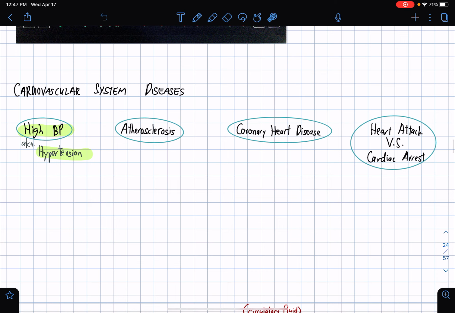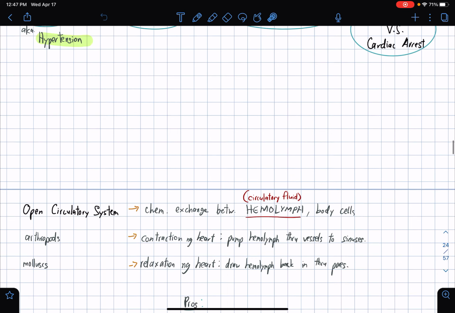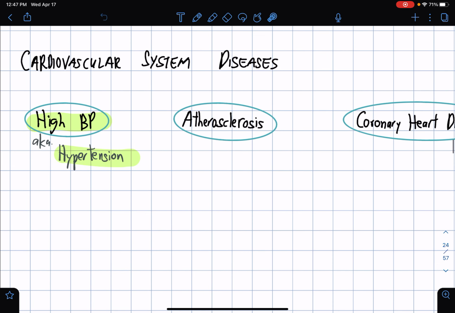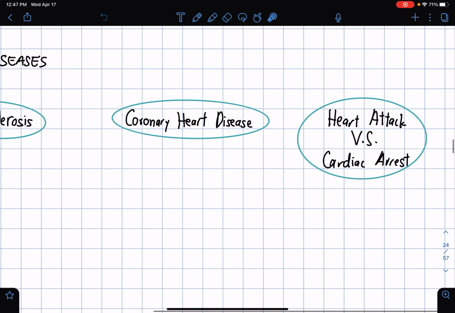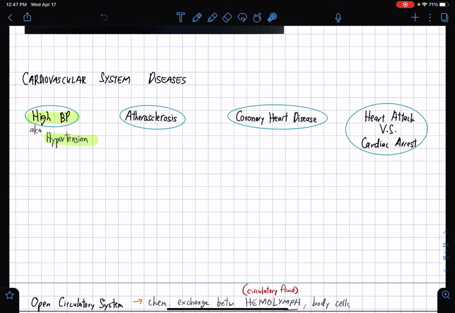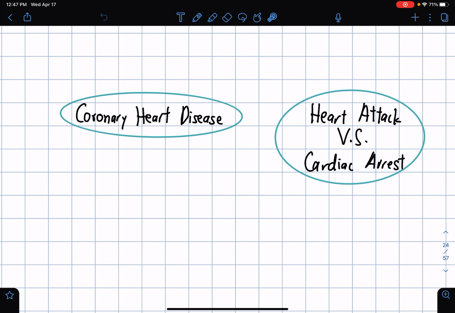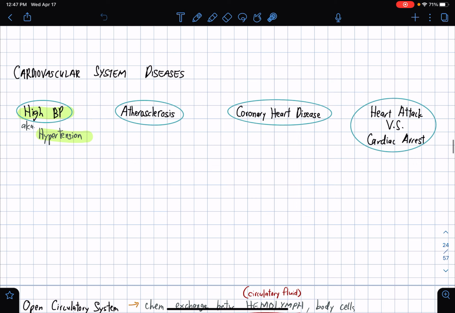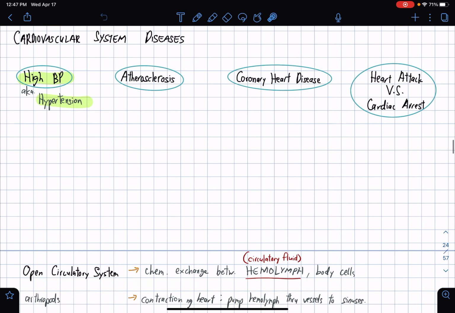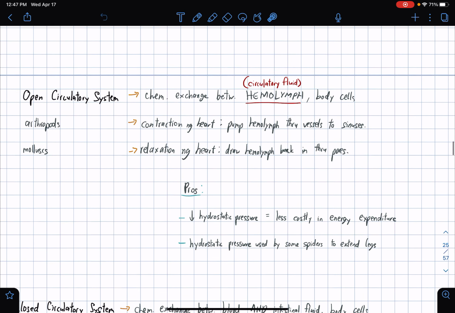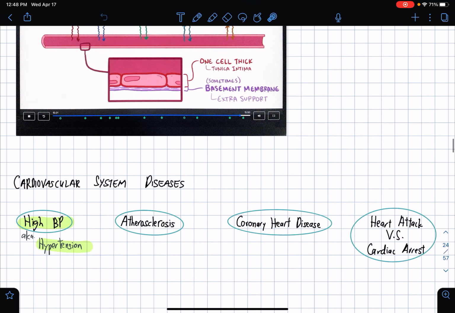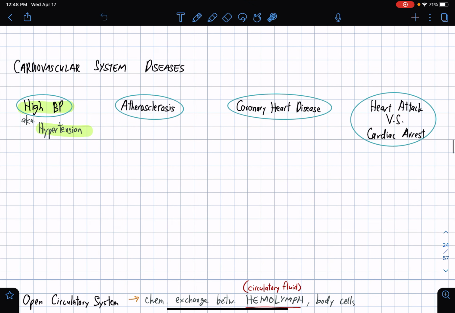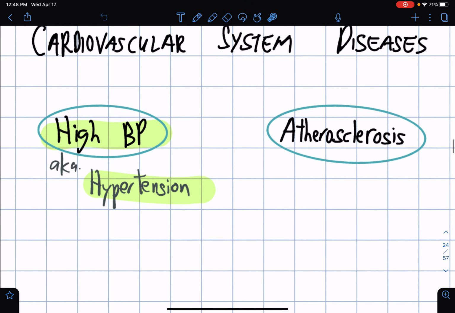Okay, cardiovascular system diseases. We have four in this reviewer. So we have hypertension, in other words, high blood pressure. We have atherosclerosis, coronary heart disease, heart attack, and cardiac arrest. Actually, five. But we're trying to see the difference between heart attack and cardiac arrest, since they're most likely confused in terms of their own definitions. Okay, we did not tackle too much on these diseases. I think that's it. Let me discuss it with what I know.